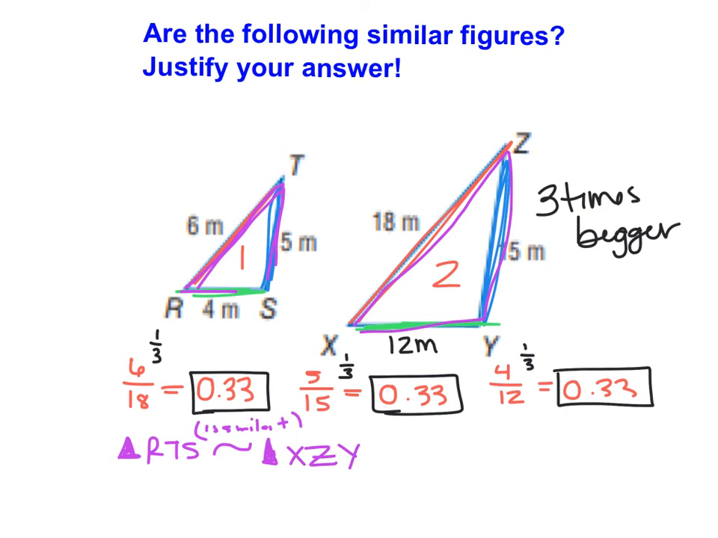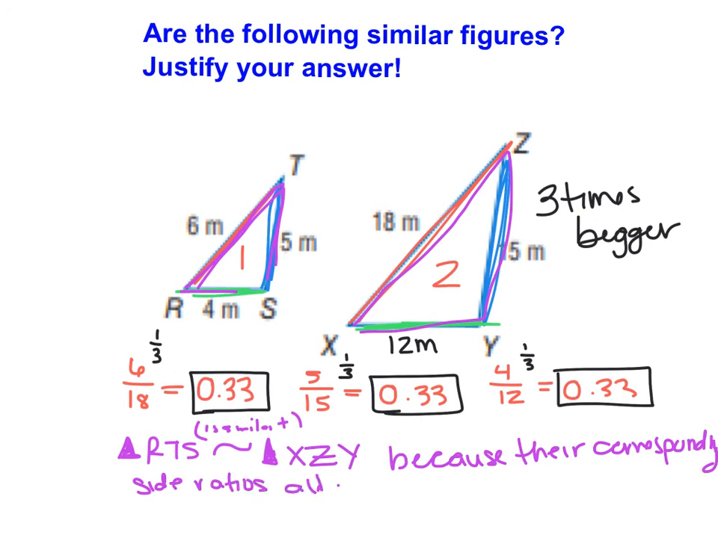I can say that they are similar because their corresponding side ratios all equal 0.33. So because all of these corresponding side ratios are the same, we can state with certainty that these two figures are in fact similar figures.